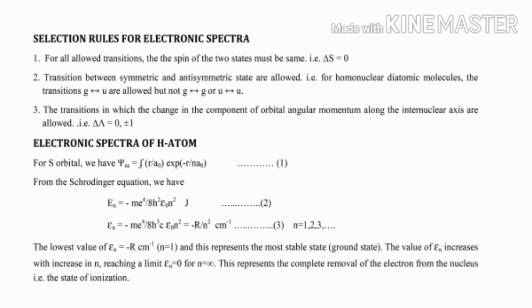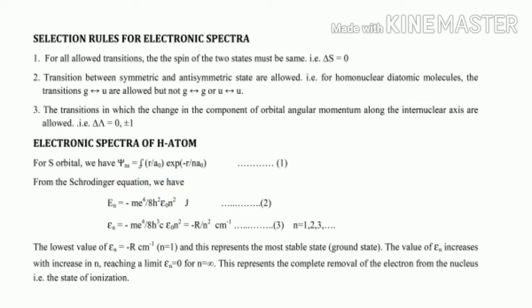For s orbital, we have psi ns is equal to r by n naught exponential minus r by n into n naught. Give it equation number 1. From the Schrodinger equation, we have En is equal to minus m e to the power 4 by 8 h square epsilon naught square n square, this much joule. Give it equation number 2.